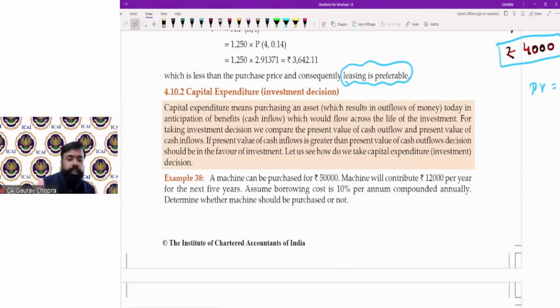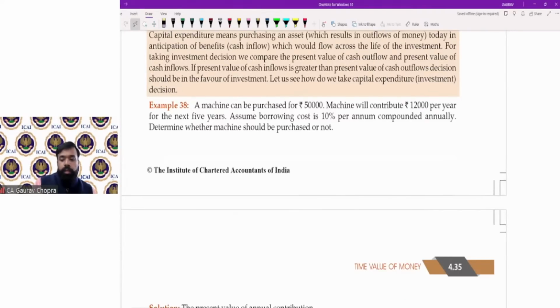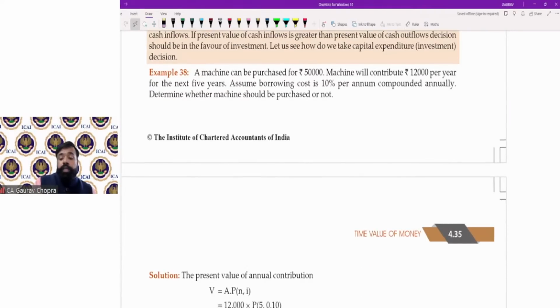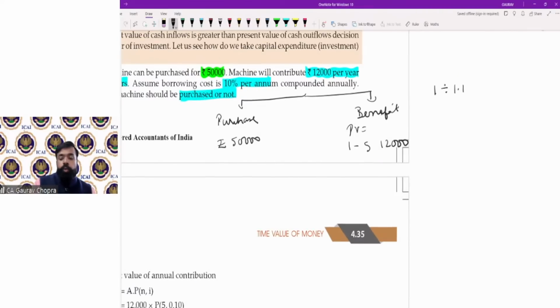So again the same calculation, if you purchase तो कितना देना पड़ेगा, 50,000 rupees. Then against that how much benefit will we get? So from 1 to 5 years you are receiving 12,000 rupees. So let us calculate the present value first. So 1 divided by 1.1 equal to, 1, 2, 3, 4 and then 5, 5 times equal to, press G and then multiply by 12,000. So let's see the benefit.